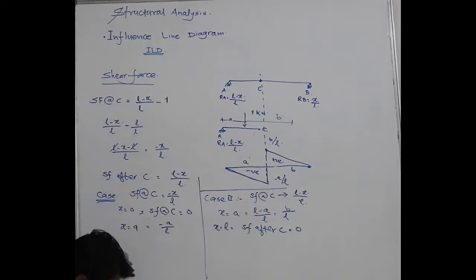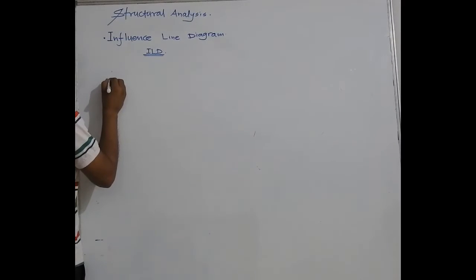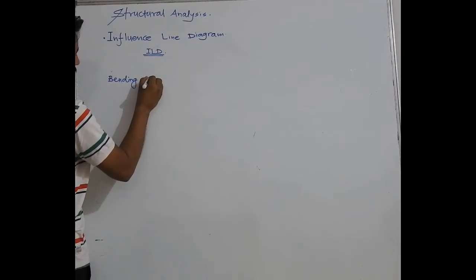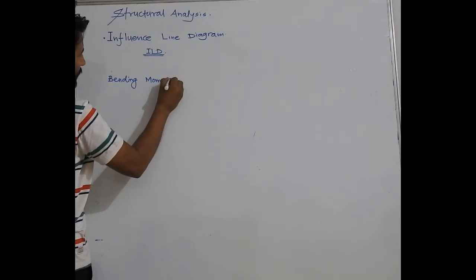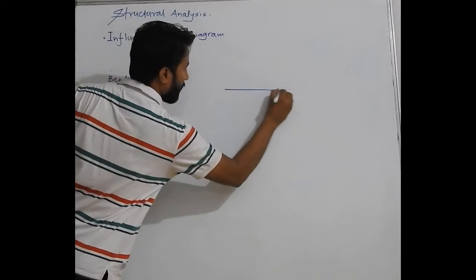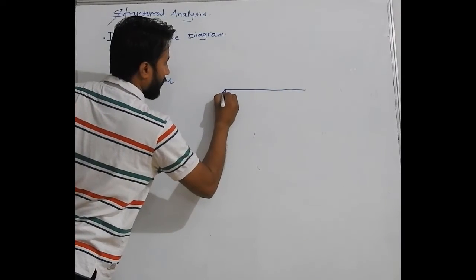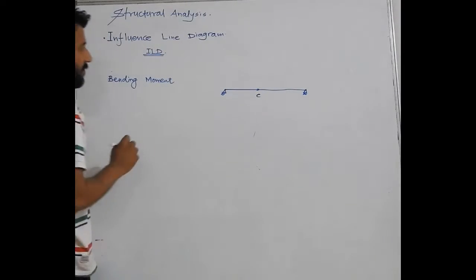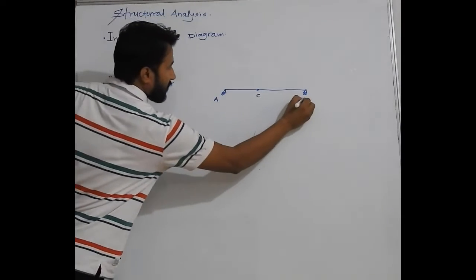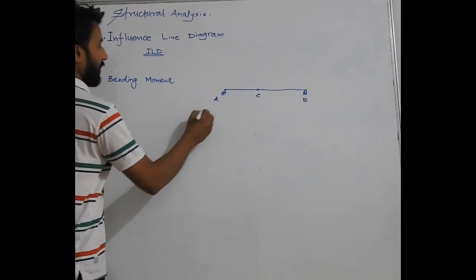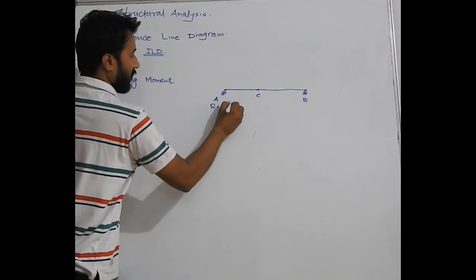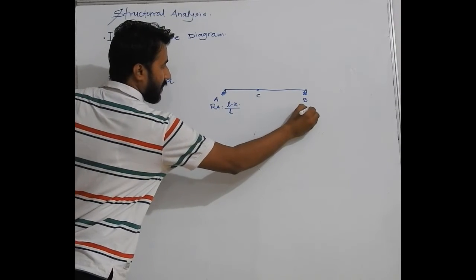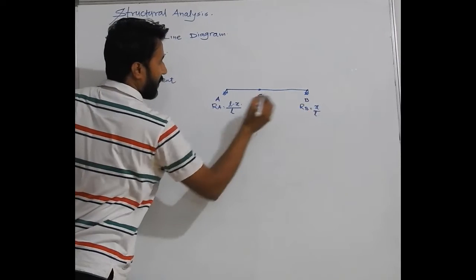Now we will move to the bending moment. We will draw again the beam of span AB, and draw the section C. This is A, this is B. We know that the reaction at A, RA, is equal to L minus X divided by L, and this is RB, X divided by L.